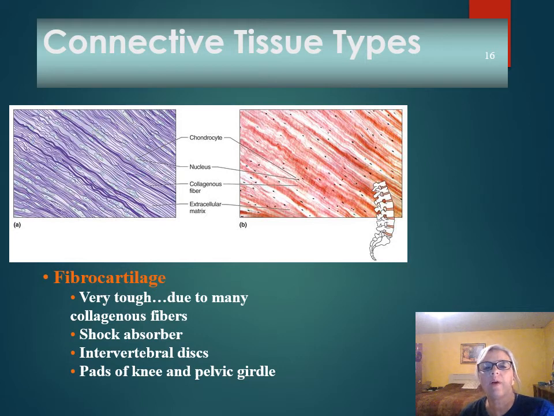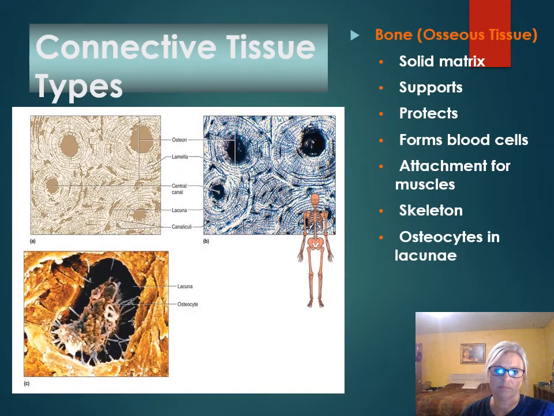You can see here you have chondrocytes, you have nuclei, which are small, collagenous fibers, and some extracellular matrix here. This often acts as a shock absorber. For example, an intervertebral disc between the vertebrae of your spinal column will be made of this connective tissue type. It also cushions bones found in the knees. So we know we need shock absorbers there, cushion there, or the pelvic girdle.